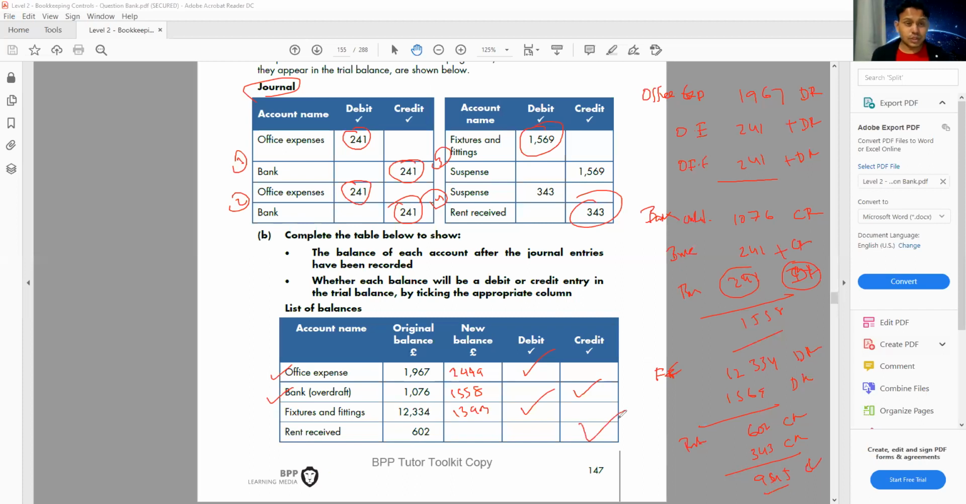That's it. So this question will definitely be in the exam. Make sure you understand this question and how to do it. It's very simple if you understand it. If there is a debit and debit, you add. If there is a debit and credit, you minus. Okay, let's move on to the next question.